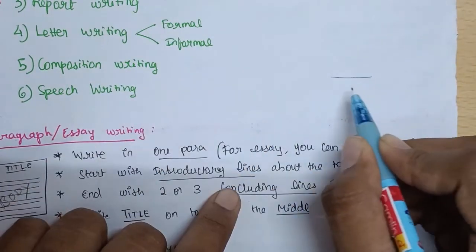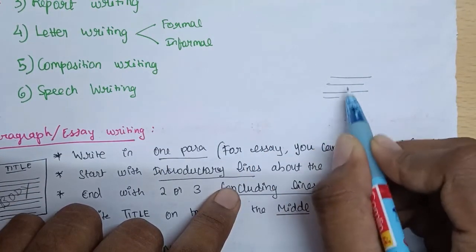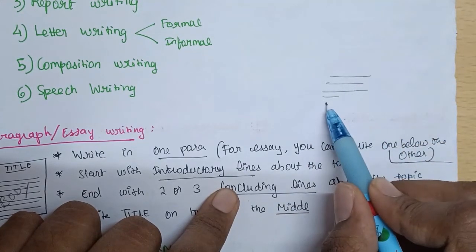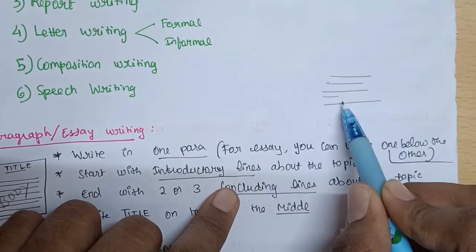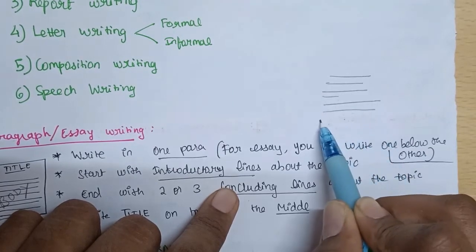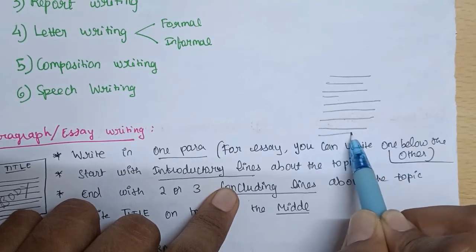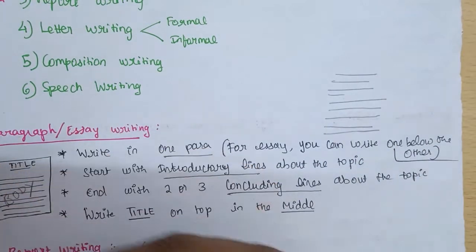For example, an introduction para, and then a body comes. Start from the margin, don't start from in between. Once this para gets over, you can go to the next line and start writing the next paragraph.